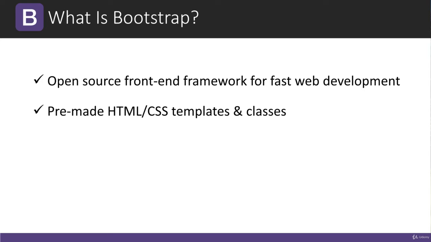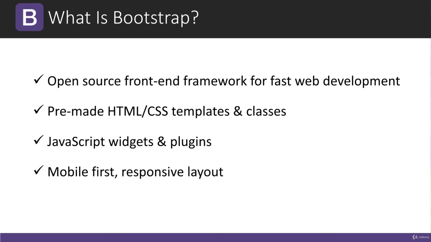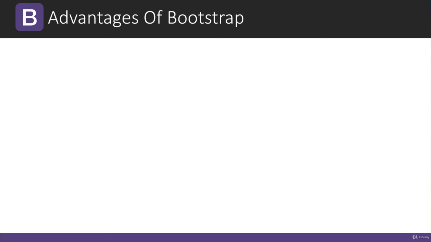We get all types of utility classes for margin and padding, typography, and so on, as well as component classes that are basically like pre-made templates for things like alerts, progress bars, etc. We also get built-in JavaScript widgets and plugins, and an easy to use mobile first responsive grid system. To do stuff like this from scratch with pure HTML and custom CSS would take a lot of time and a lot of knowledge, and Bootstrap makes this very easy.